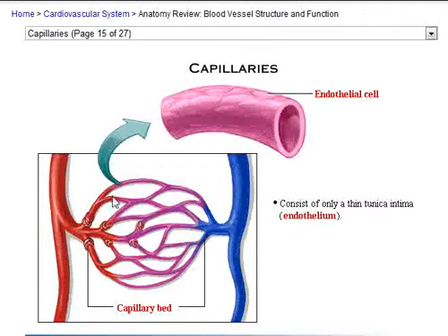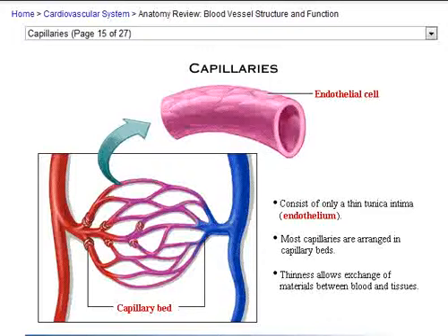So, I just kind of think of this as where all the magic happens, where the arteries and the veins kind of meet up, and all the diffusion and transfer of gases happen. This is a very important part of our body structure right here. I'm going to let the video play now.